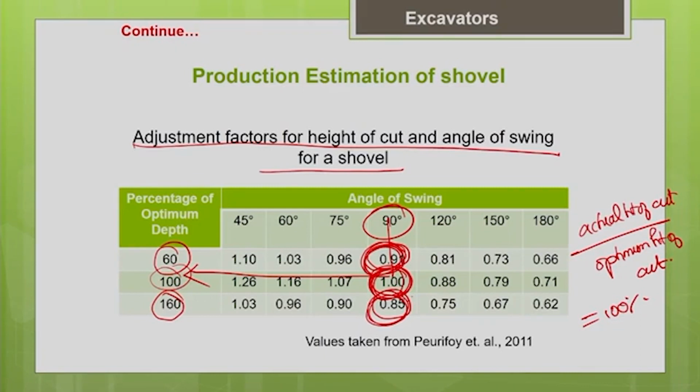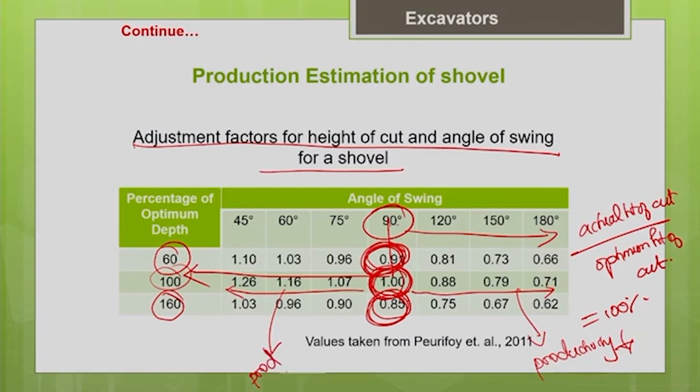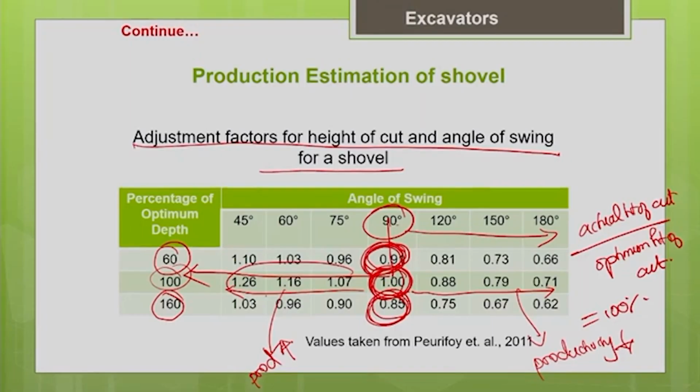Similarly, when you consider the angle of swing, when it is more than 90 degree, you can see that the correction factor is reducing. It shows that your productivity will reduce. But if your angle of swing is lesser than 90 degree, you can see that the correction factor is increasing. That means your productivity is increasing. So if possible, keep your truck at an angle of swing lesser than 90 degree. It will be better than the ideal condition, because your correction factor is increasing, and that is going to increase your productivity.